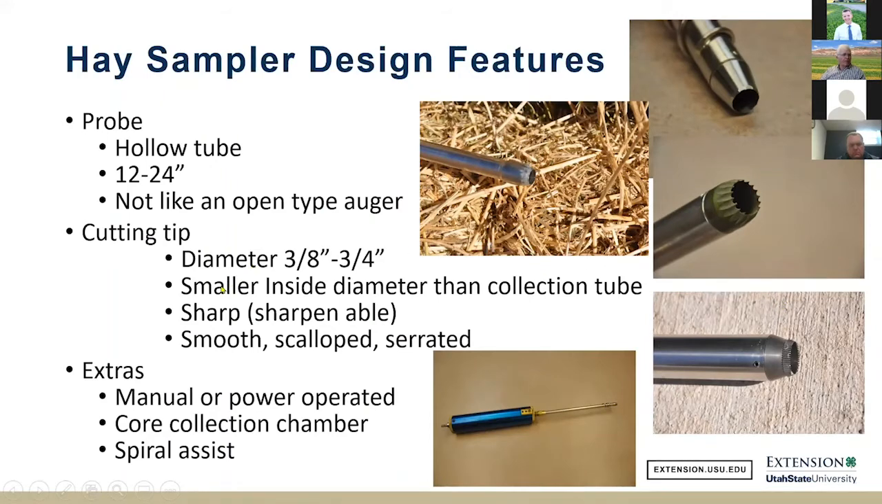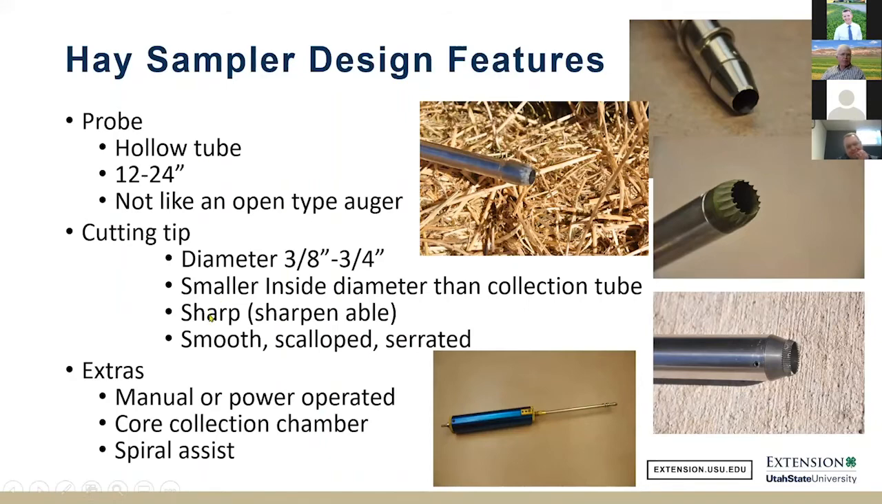So going back to the tube, inside the collection tube, if the cutting tip has a slightly smaller inside diameter than the inside diameter of the collection tube, it will allow the sample to easily fall down the collection tube and not get bound up in it. Some of the samplers do not have a tip at all, and they have the same diameter tube all the way through, and samples often get plugged in them.